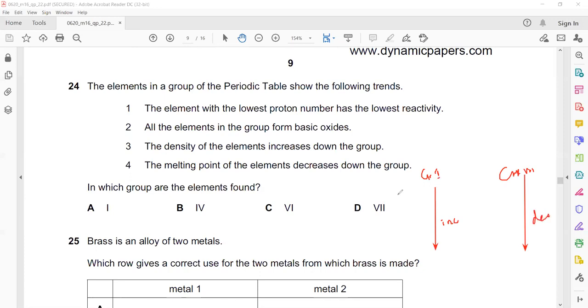So what is happening down the group? The number of protons is increasing, and here also the number of protons is increasing. They mention the element with the lowest proton number has the lowest reactivity, so it matches with group 1. Why? For example, you have lithium, then sodium, potassium. Lithium has fewer protons and is less reactive. Potassium has more protons and is more reactive. All the elements of this group form a basic oxide, so this gives an idea it's a metal. That's why a metal oxide is there.